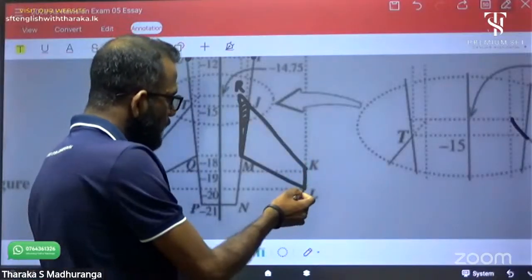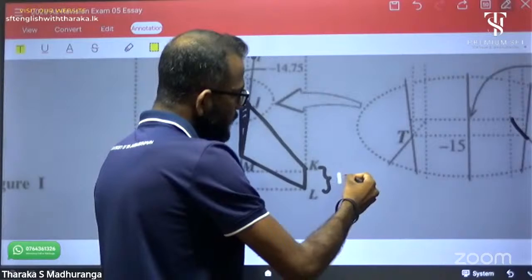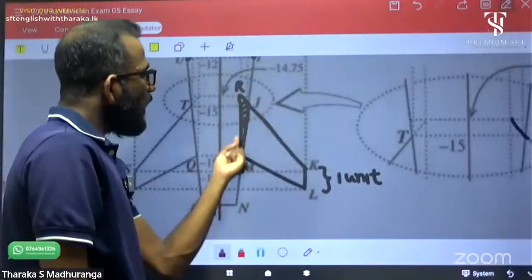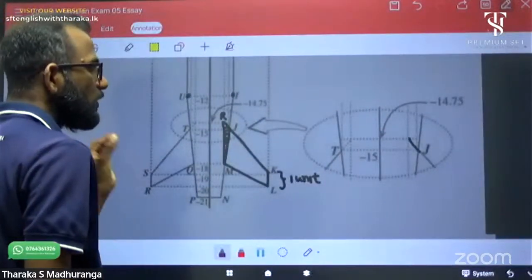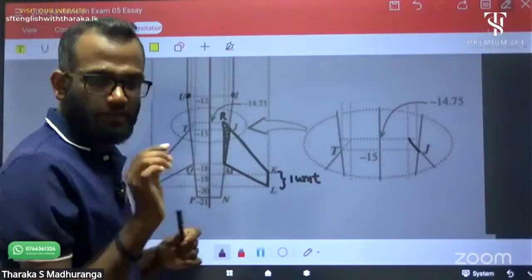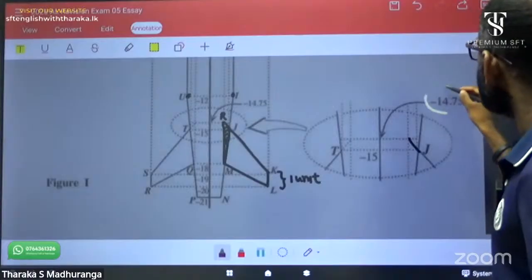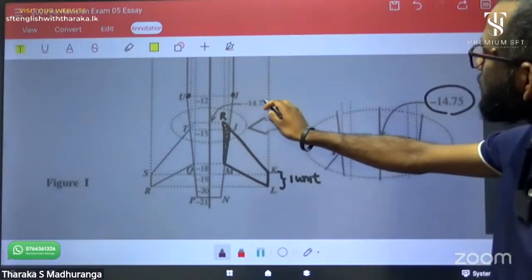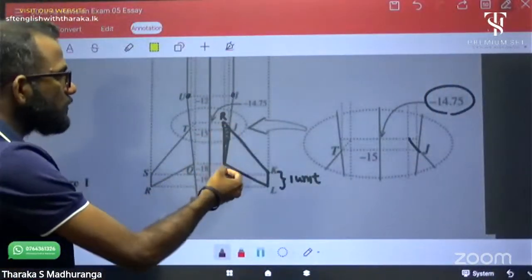L coordinate 20, K coordinate 19. Then what is the distance? 1 unit. Then what is the MR distance? Okay, that's important. Can you find it? MR distance. M coordinate 18. R coordinate is clearly given here. It is minus 14.75.